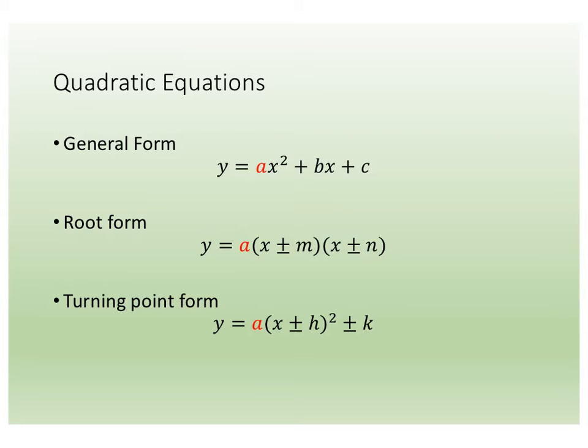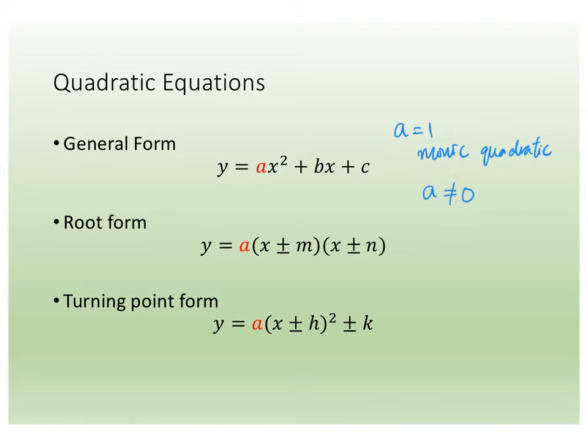Just a quick recap. The three forms of quadratic equation: the general form, the root form, and the turning point form. So far, we have looked at the situation when a equals 1, which is a monic quadratic equation. This time, we are going to look at a possibility greater than 1 and less than 1. And remember, a is never equal to 0.